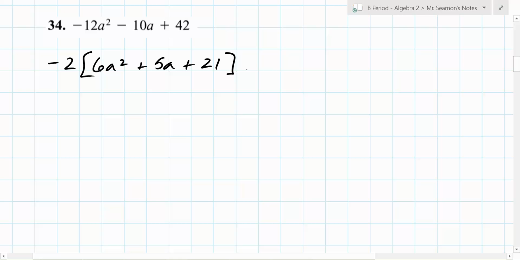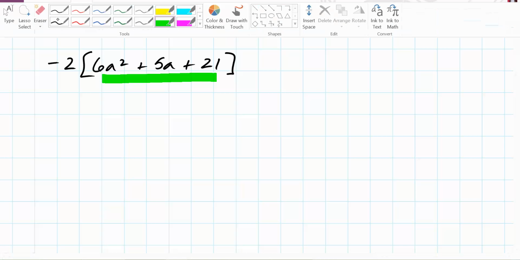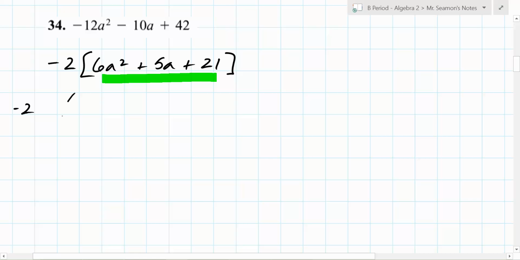Now on this one, you just keep that -2 out front, and what are you factoring? 6a squared plus 5a plus 21. You've got two things here that need to multiply together to get the 6a squared. What's kind of annoying is 6 is 2 and 3 or 6 and 1, but which one do you want to try first? 2 and 3. So 2a and 3a. And what do the other two numbers need to multiply together to get?